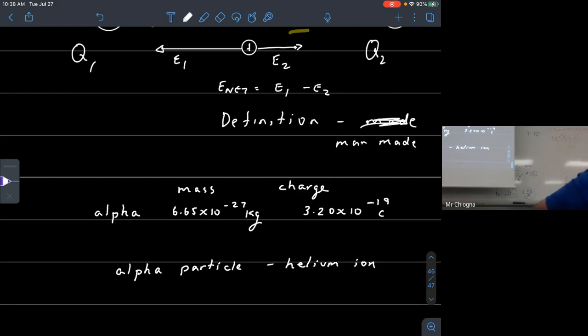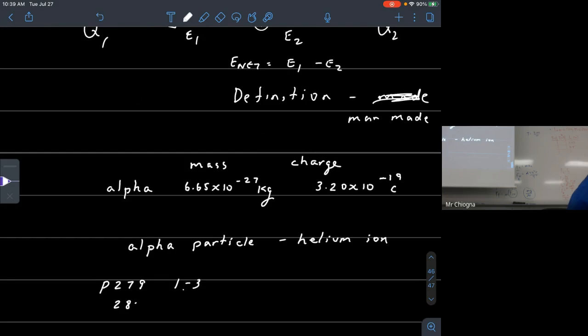Okay. So let's see, try the following. On page 279, you can try numbers 1 to 3. And then on page 280, numbers 5 to 7.